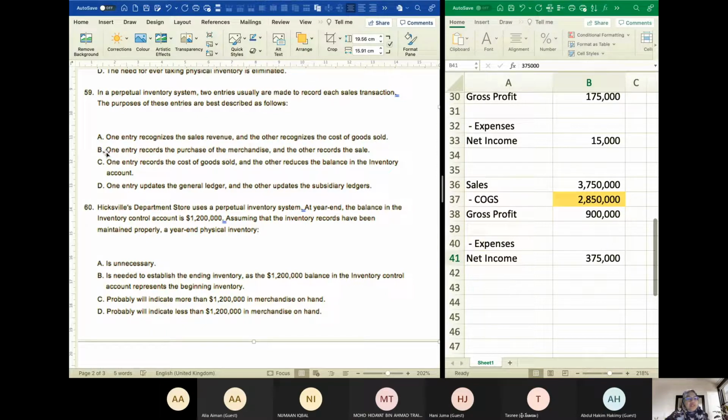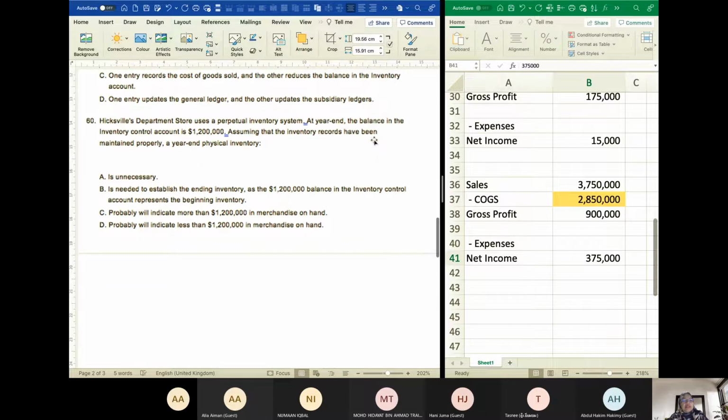Right, so this one B, why you need to record? Because they say a purchase. No, we are not talking about purchases. We are talking about sales now. C, one entry to record cost of goods sold, the other one is to reduce the balance of inventory. No, this one is the same entry, COGS and inventory. D, one entry to update the general ledger, the other to update the subsidiary. No, it's nothing to do with your accounts receivable in detail. Yeah, so the answer will be A. Right, one is to recognize the sales revenue, the other one is to recognize the cost of goods sold.